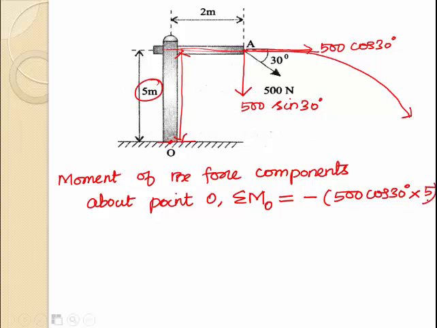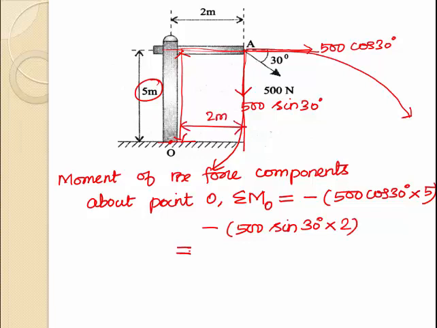5. Next, considering the second force component, that is 500 sin 30, about point O, this 500 sin 30 is giving clockwise rotation for the moment generated. So the sign for the force component producing clockwise rotation to the bending moment is minus 500 sin 30 into the distance between the force component 500 sin 30 and point O, which is 2 meter.